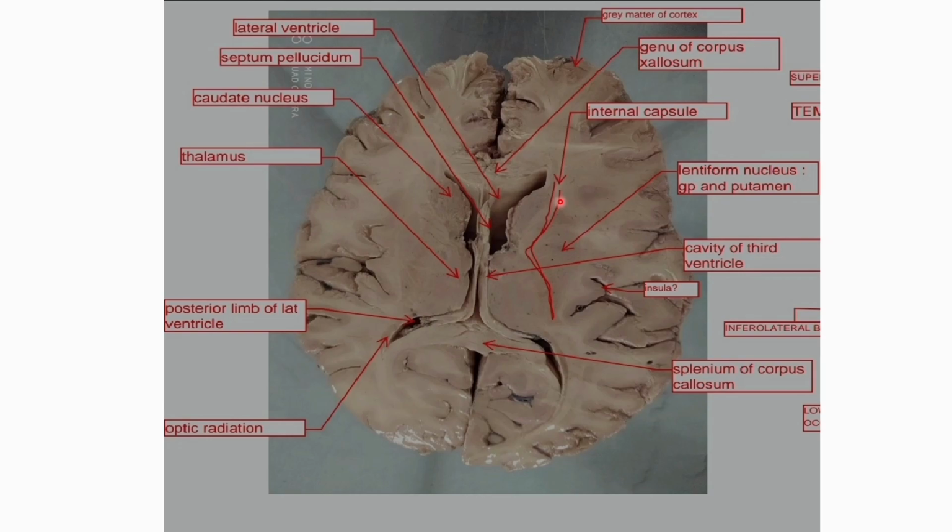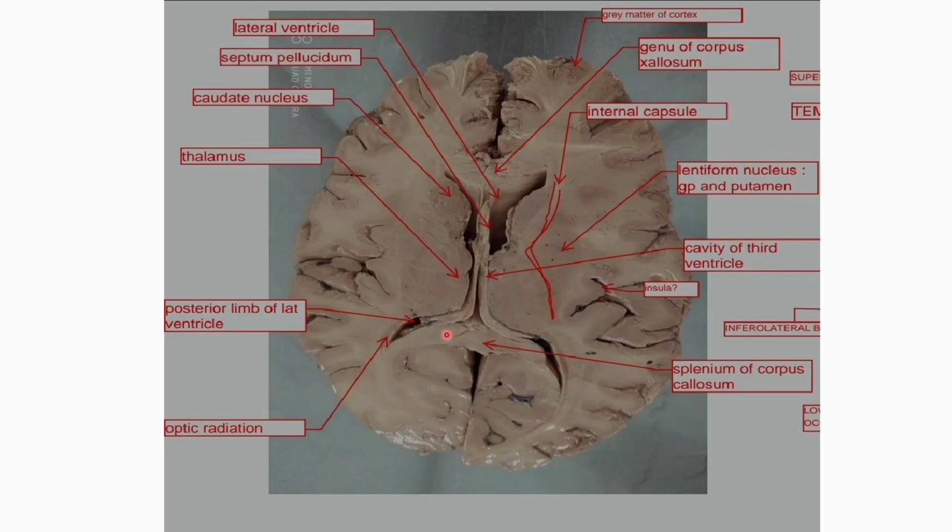The other part is genu. Genu is present between anterior and posterior limb. This is genu. Posterior limb, it is present between thalamus and lentiform nucleus. And the other two parts are sublentiform part and retrolentiform part.